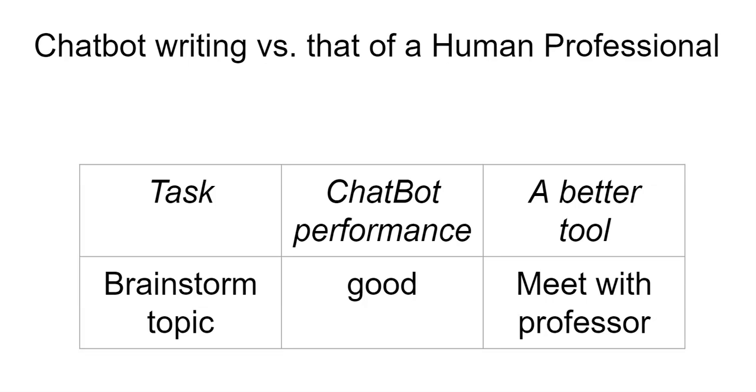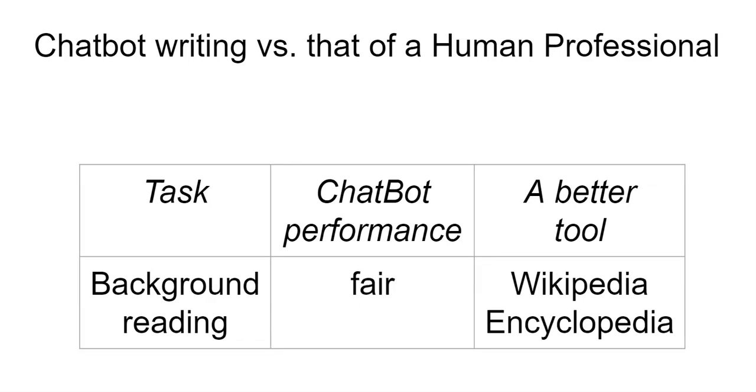Let's go through some of the basic tasks, over a dozen tasks that you're going to have to utilize in this class in order to complete your project. We're going to see how well AI chatbots do in each task and what a better tool might be. The first task is to brainstorm your topic, narrowing it down into something that can be researched quantitatively. Actually, chatbots are pretty good at this, but a better tool, of course, would be to meet directly with me and have us work together to focus your topic.